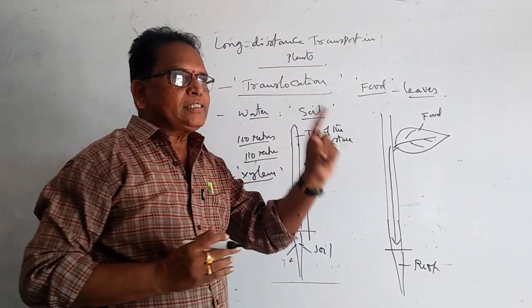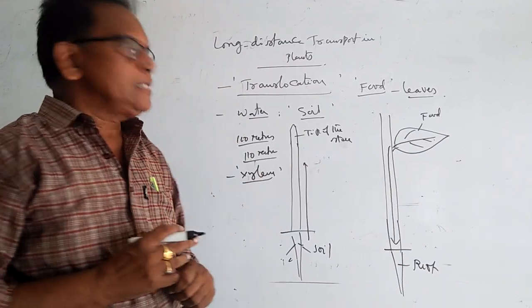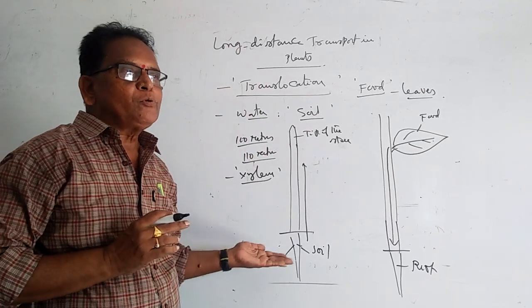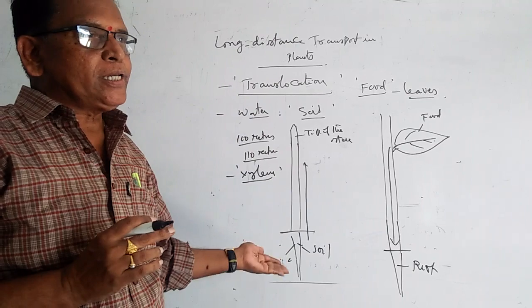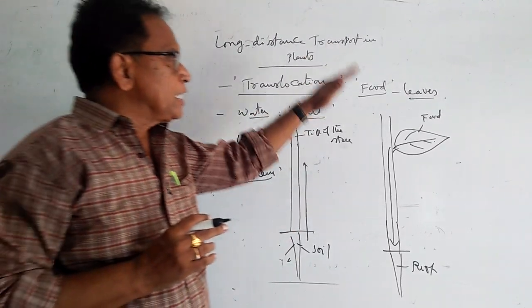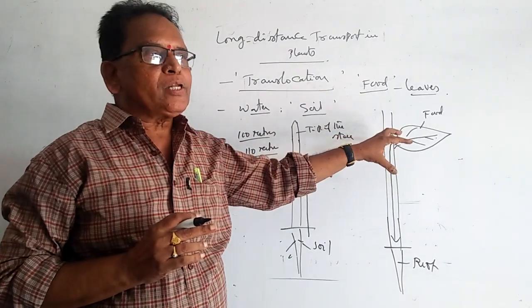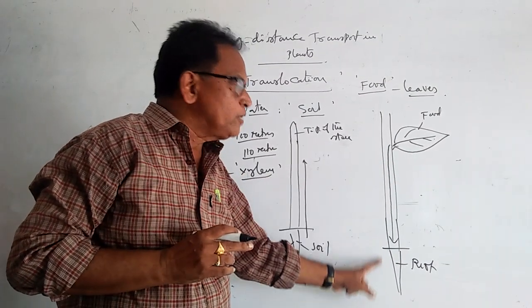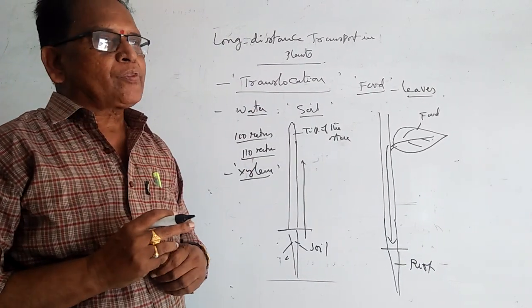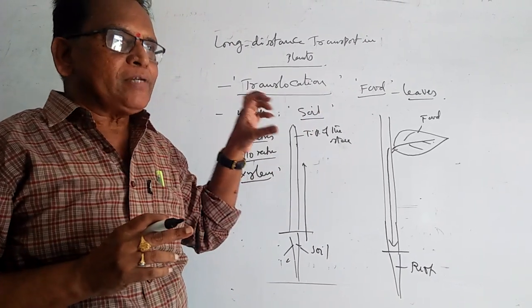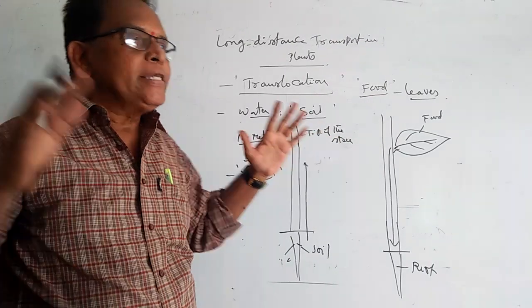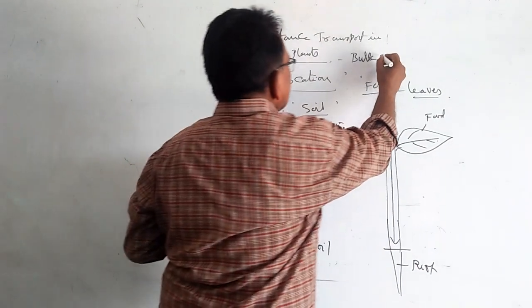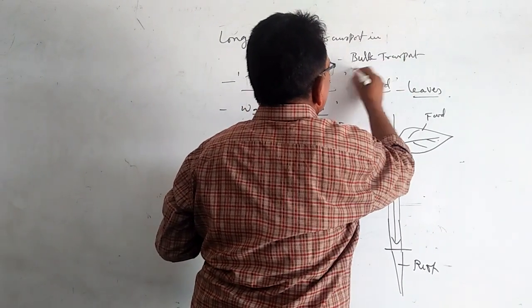So translocation is of two types. One is upward translocation, the second one is downward translocation. Upward translocation relates to the movement of water and mineral salts from the soil to the tip of the stem. The downward translocation includes the transport of food material that is synthesized in the leaf towards the root. It occurs in a downward fashion, and the other occurs in an upward fashion. Whatever the concept, whether it is water or mineral salts or food, in bulk, this long distance transport is also called bulk transport.